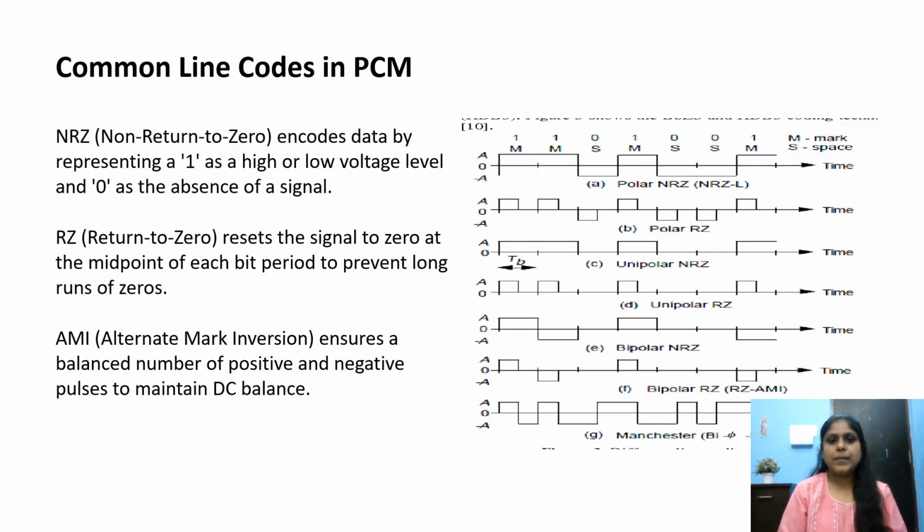Common line codes in PCM. NRZ, non-return to zero, encodes data by representing 1 as a high voltage level and 0 as the absence of signal. RZ, return to zero, resets the signal to 0 at the midpoint of each bit period to prevent long runs of zeros. AMI, alternate mark inversion, ensures a balanced number of positive and negative pulses to maintain DC balance.